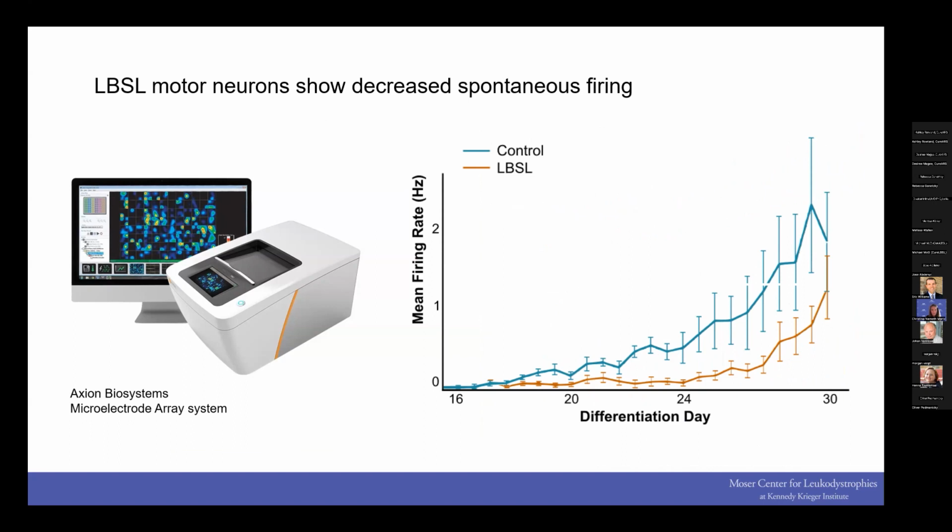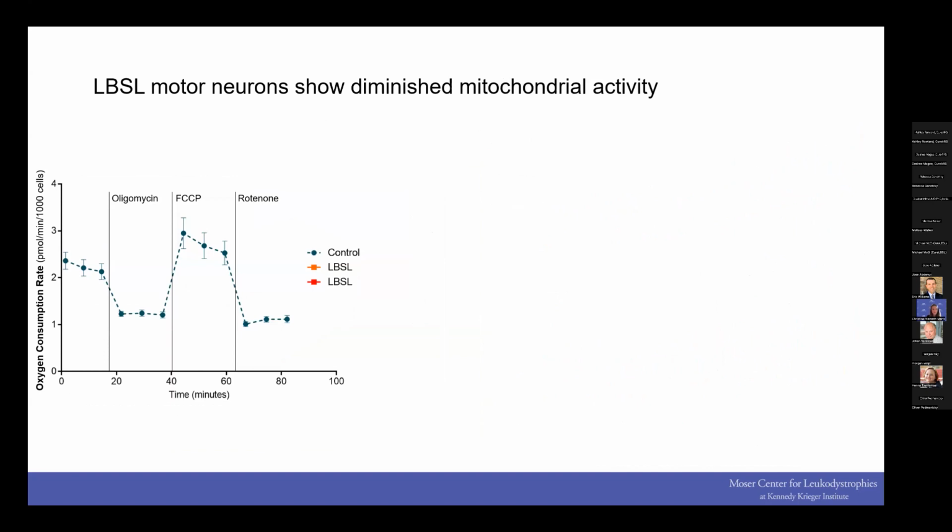And what we see over time and over differentiation of these cells is that the LBSL cells continue to have a reduced mean firing rate compared to the controls. And this has also been consistent.